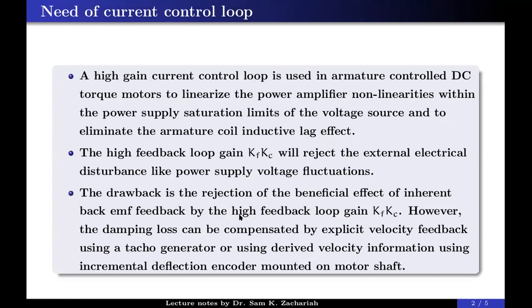Otherwise, the inherent back EMF loop effect will be going away if you are using a current control loop. So you have to use a velocity feedback in that case. So velocity feedback does just what the back EMF feedback does; the velocity is fed back, and that is regulating. So in the case of a current control loop, you have to use a tacho generator feedback, and the velocity should be fed back to the system.